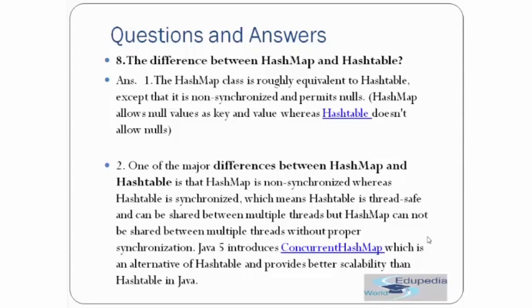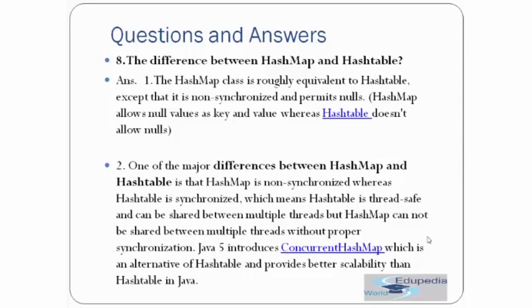The HashMap class is roughly equivalent to Hashtable, except that it is non-synchronized. So your HashMap is not synchronized and it does permit null. That means HashMap allows null values and keys. HashMap can have one null key and multiple null values, whereas Hashtable does not allow null. Fine. So this is one of our main differences, that HashMap is not synchronized and it does allow null keys and values.